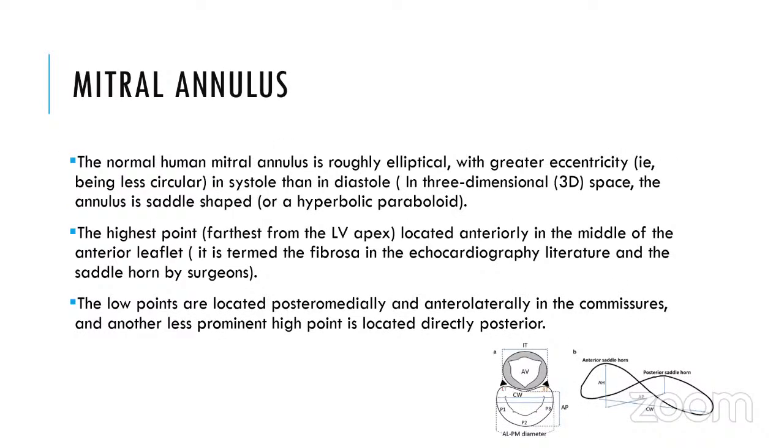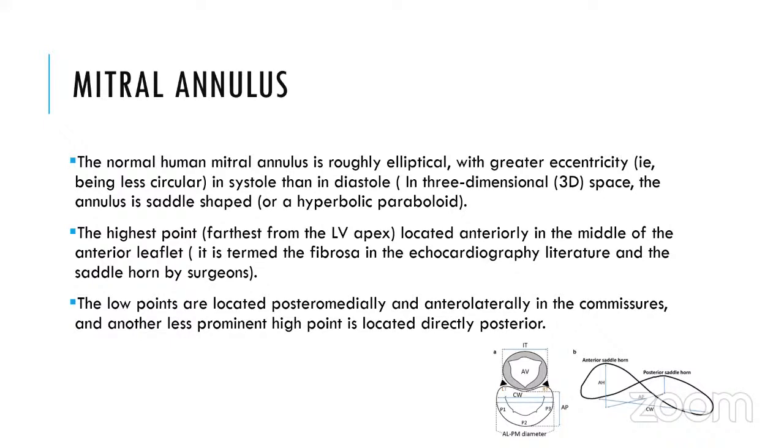So the normal human mitral annulus is roughly elliptical in shape, and it is less circular in systole than in diastole, and in the 3D construction, it resembles a saddle shape or a hyperbolic paraboloid. The highest point is the furthest from the LV apex, and it is located anteriorly in the middle of the anterior leaflet. It is termed fibrosa in echocardiography, and usually surgeons refer to it as the anterior saddle horn. Opposite that area in the posterior leaflet, we have the posterior saddle horn.